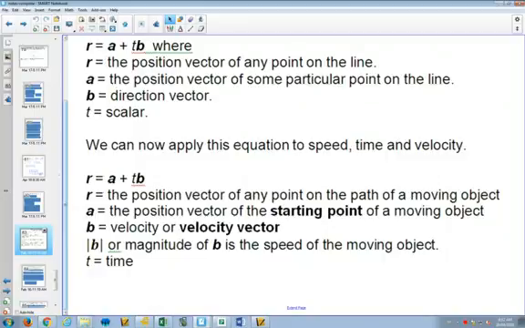So we'll see some examples that deal with this, but it means that if an object moves, if your direction vector is 2, 3, that means in 1 unit of time, it's going to move 2 in the x direction and 3 in the y direction. And however long that is, the hypotenuse of that triangle, that'll be how far it's moved in 1 unit of time. In other words, its speed.